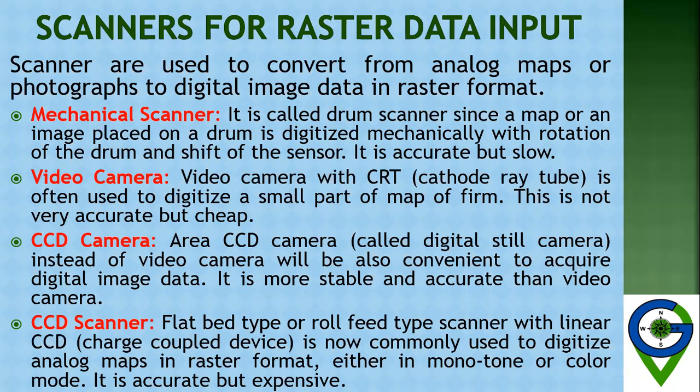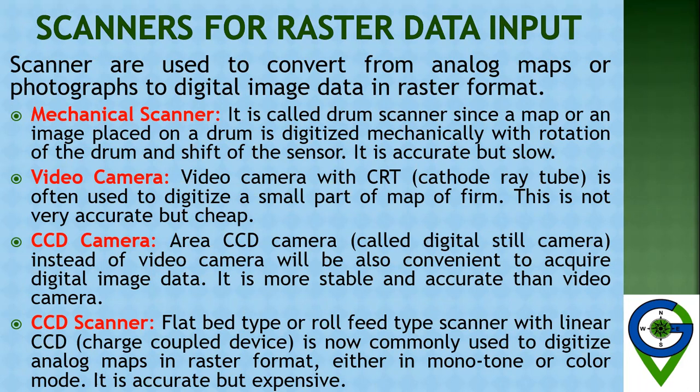First one is the mechanical scanner. It is called a drum scanner since a map or an image placed on a drum is digitized mechanically with rotation of the drum and shift of the sensor. It is accurate but slow.